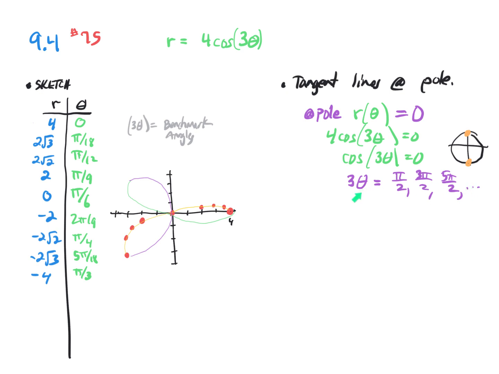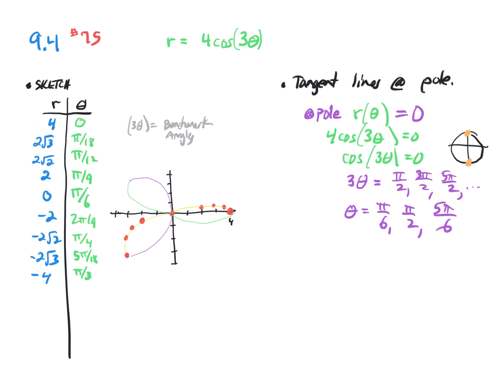All right, we have to divide by 3, and then we'll know our angle measures. When theta is pi over 6, or pi over 2, and 5 pi over 6, these will be the first 3 moments when the graph crosses the pole. Once at pi over 6, twice at pi over 2, and the third time when we're pointing in the direction of 5 pi over 6. All right, we know when the tangent lines occur.